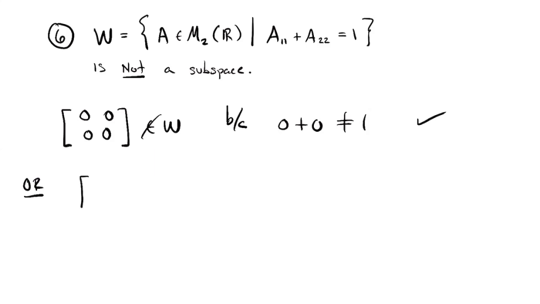Like, look, here's a matrix that's in W, isn't it? Oops, no, it's not. Excuse me. This one is. That matrix, to check if you're in W, you're just summing these diagonal entries and seeing if you get 1. 1 plus 0 is 1. So that's an element of W. So is this one.